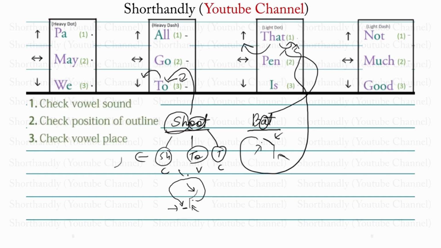Let's take another word like ben. So let's do it quickly. If you pronounce this word, it goes like ben. So the first vowel is a as in pen, and the outline is on the line and the vowel is on the second place. So ben will be made like this.